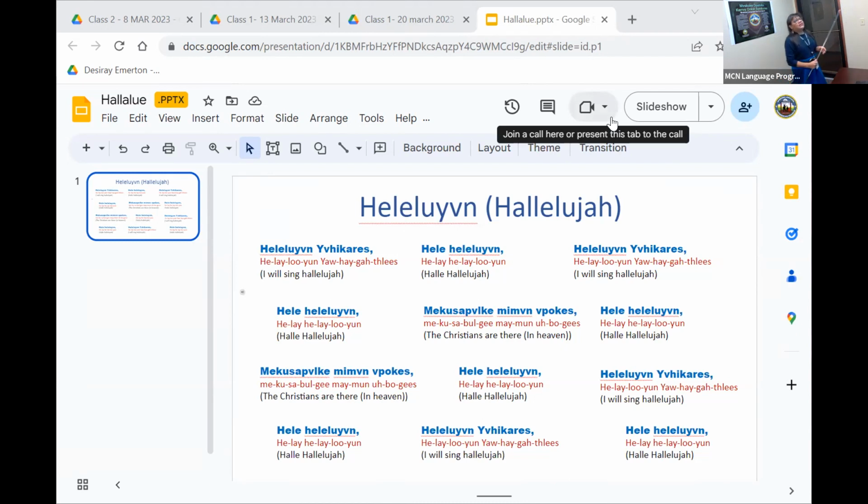And this also is on the Google Drive. So whenever you get a chance, you can go onto the Google Drive and hit the slideshow and it should automatically play. So you can hear it and practice with that as well.